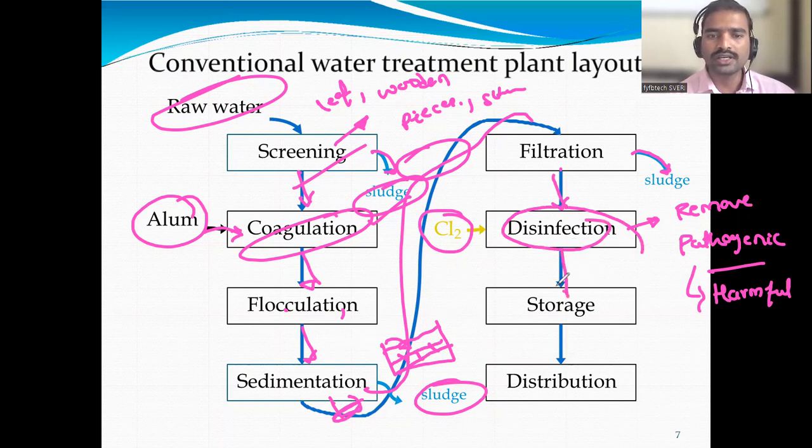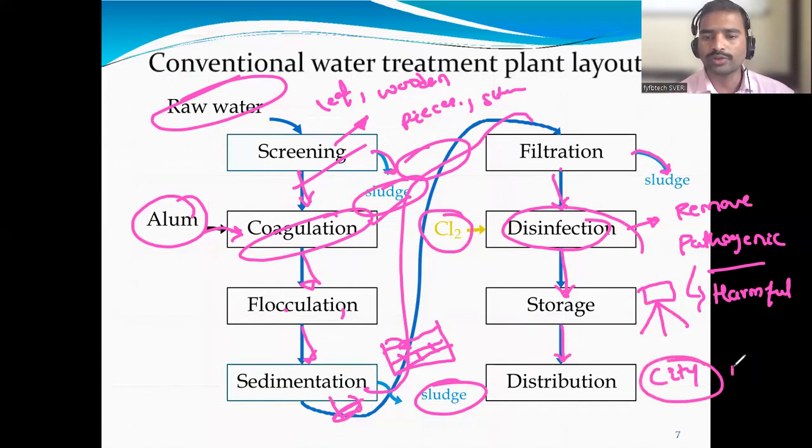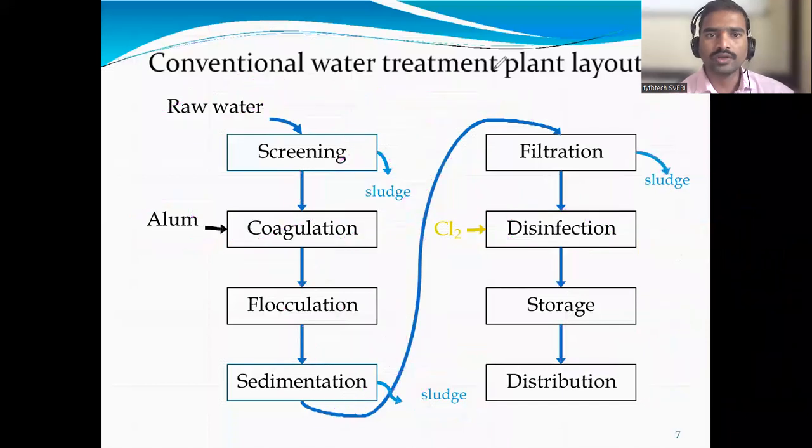From the disinfection, it is taken to the storage tank, the overhead tank. From the overhead tank, it is supplied to the city. Distribution means supply to the city or population, the people, the community. Is it clear, everyone? Yes, sir. Okay.